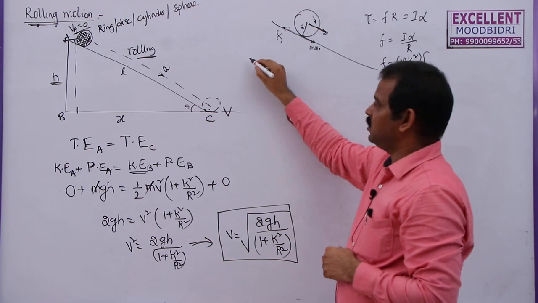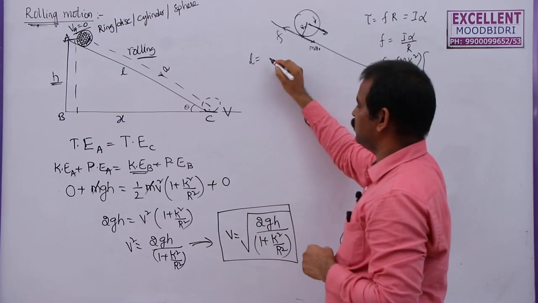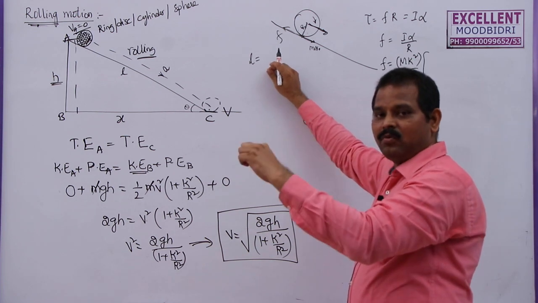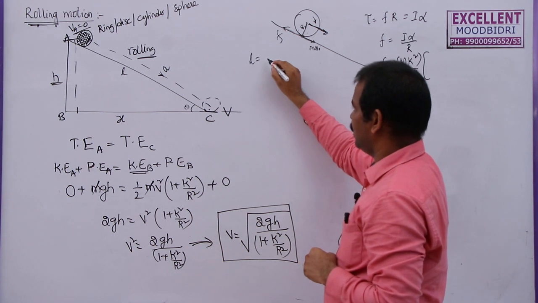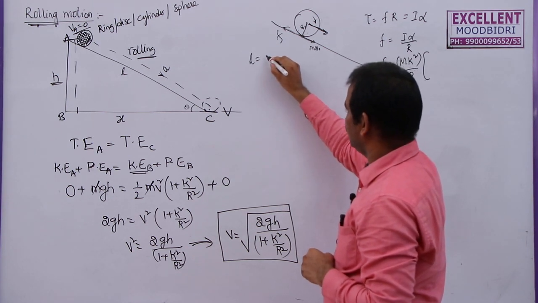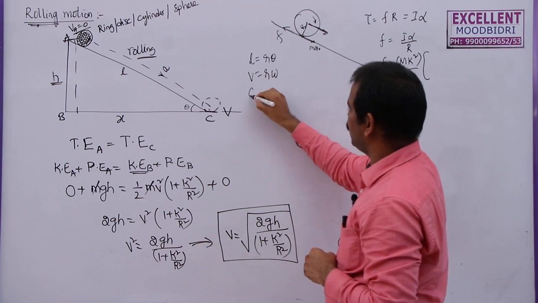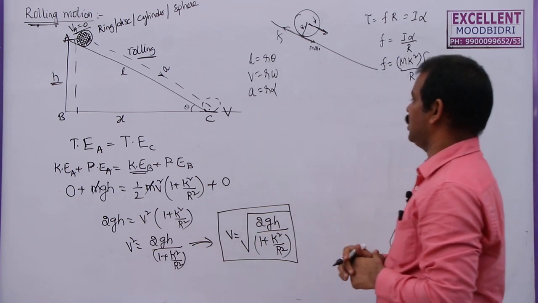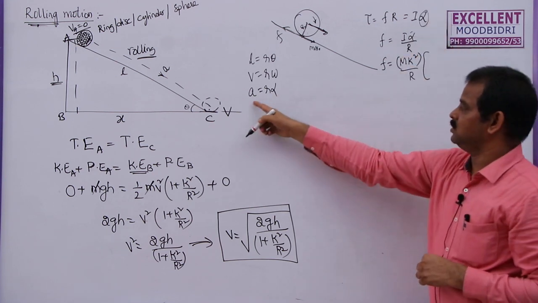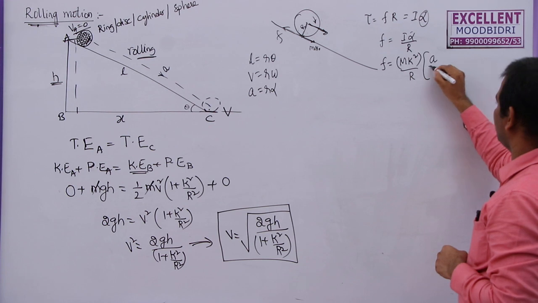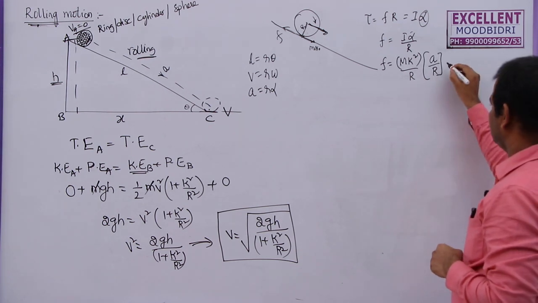What is alpha? We know the relation between linear quantities and angular quantities, that is, quantities in linear or translational motion and quantities in angular or rotational motion. Here L is equal to R theta, V is equal to R omega, a is equal to R alpha. So in place of alpha, alpha can be written as a by R. So here I am writing a by R. Now, this is the frictional force.